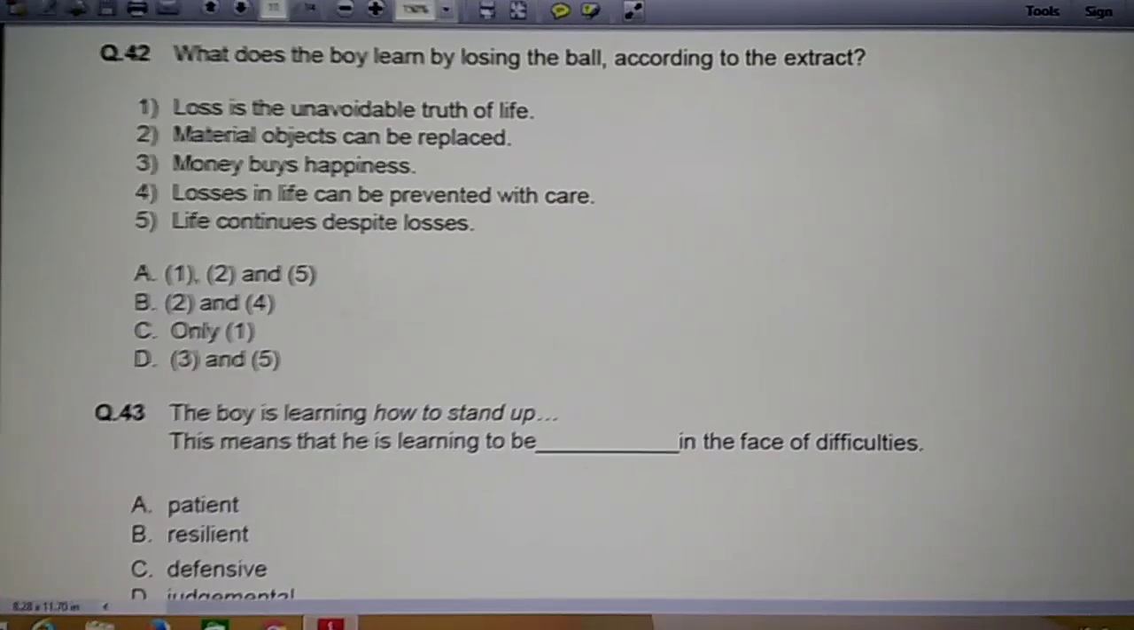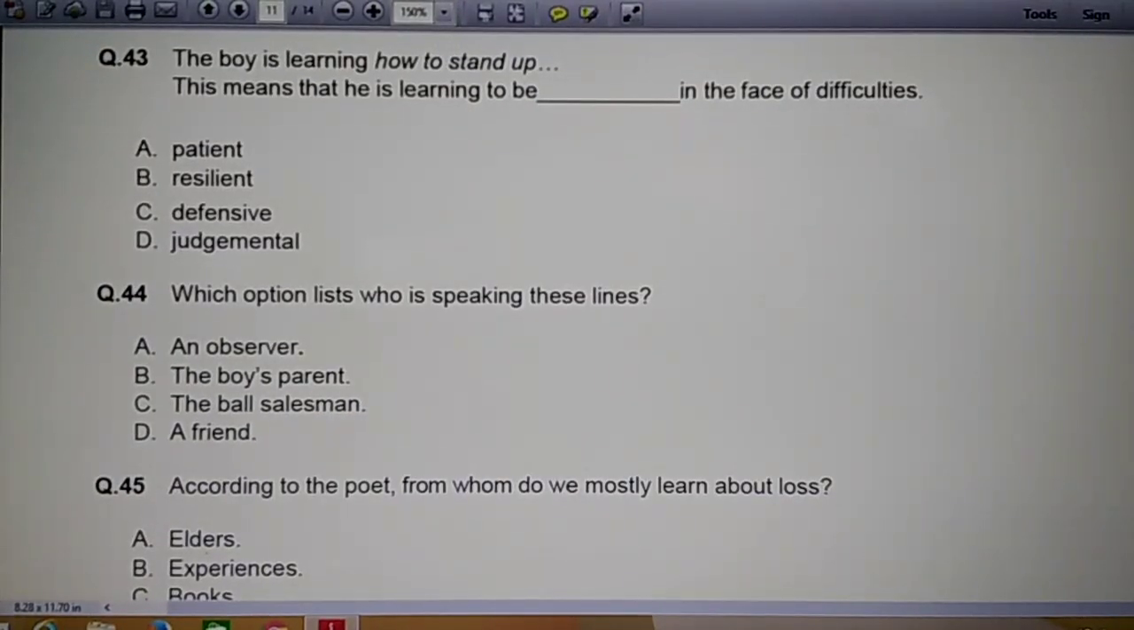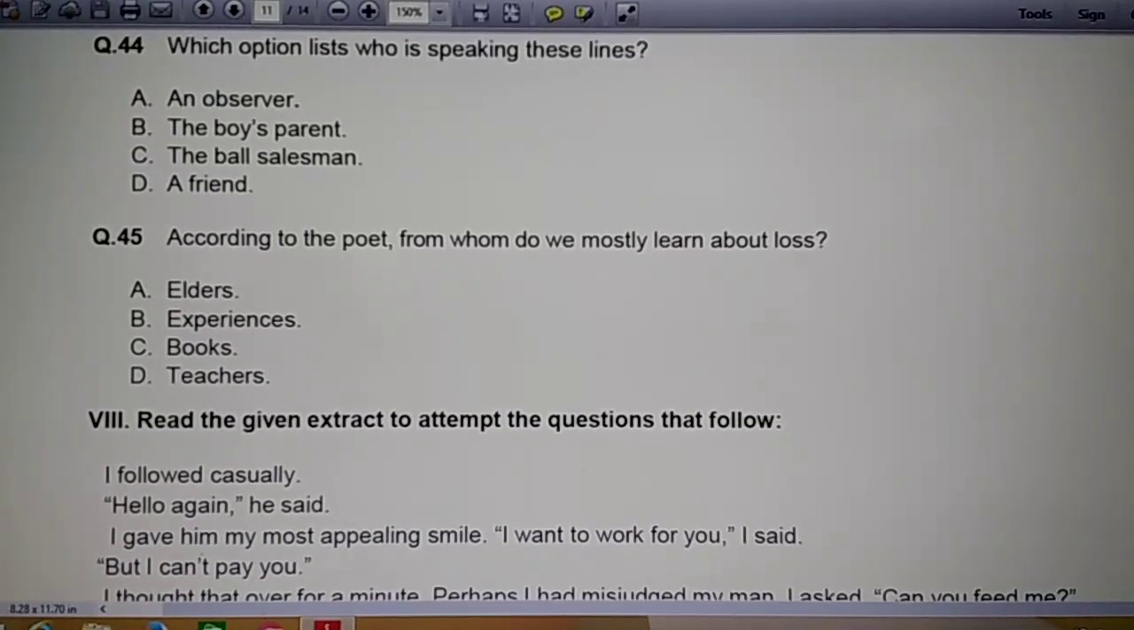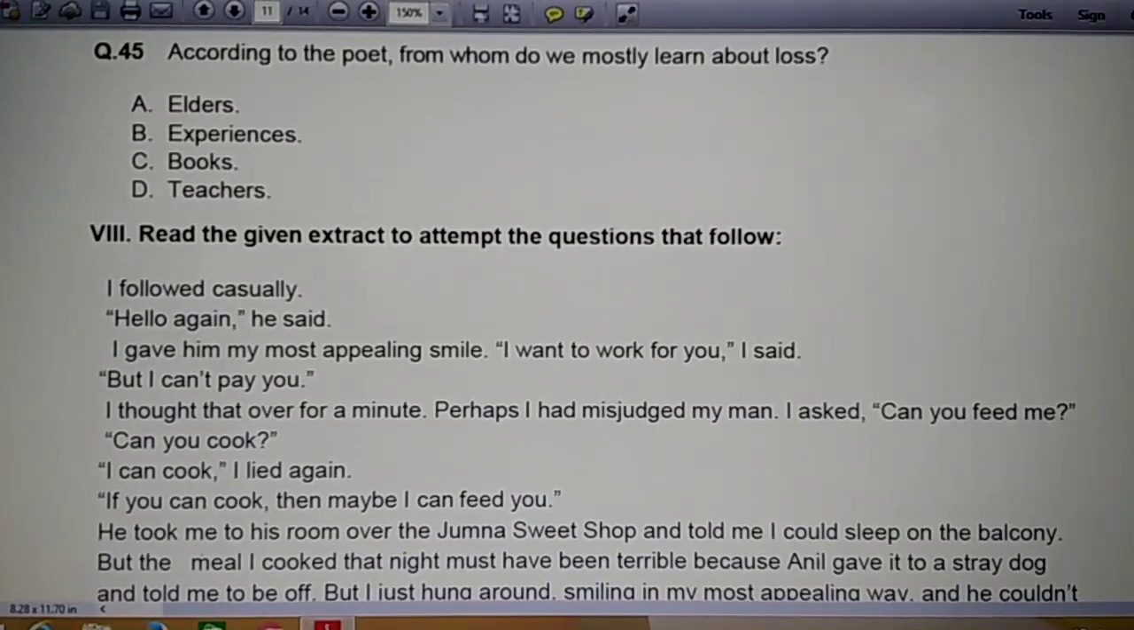Question number 43. The boy is learning how to stand up. This means that he is learning to be dash in the face of difficulties. The right option will be B, resilient. Question number 44. Which option lists who is speaking these lines? The right option for that will be an observer, option A. Question number 45. According to the poet, from whom do we mostly learn about the loss?